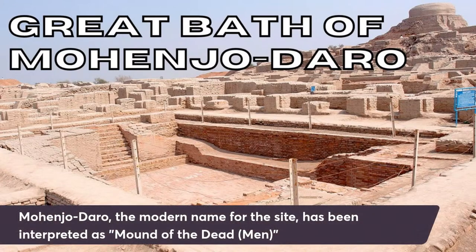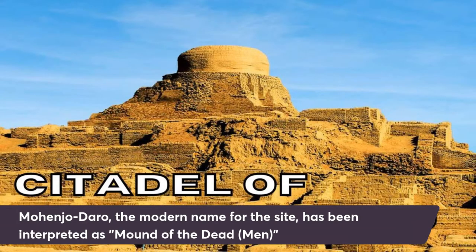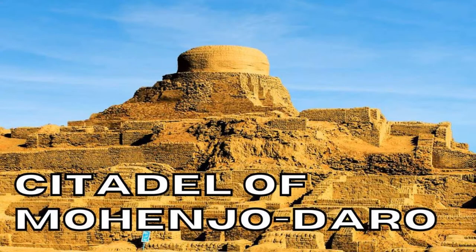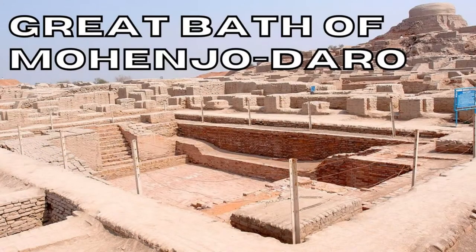Supposedly Mohenjo-Daro is a name that meant mound of the dead or hill of the dead because of that citadel that's high up on top, which you see above. Check out, I've got an image showing that right here. That citadel area may have been used to protect the city. The city also had a part where people lived, and public buildings as well. And of course, they also had that famous bath that became well known in modern times.